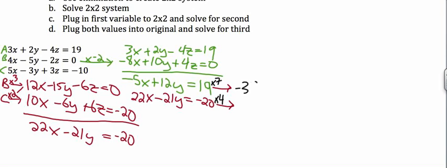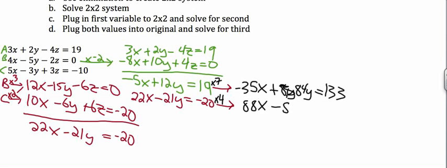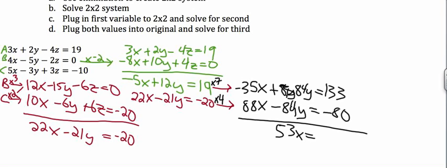So I get -35x plus 84y equals 133. And on the bottom here, I get 88x minus 84y, I did it again, 84y, equals -80. Okay, so what I get here then is 53x equals 53, so my x is 1.